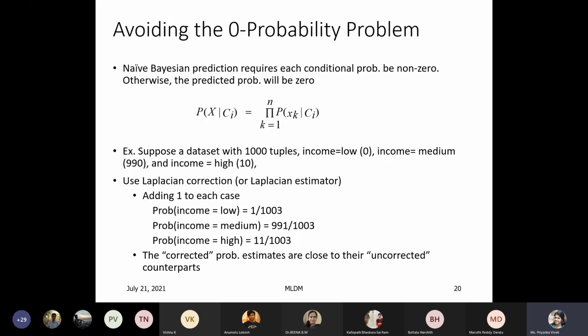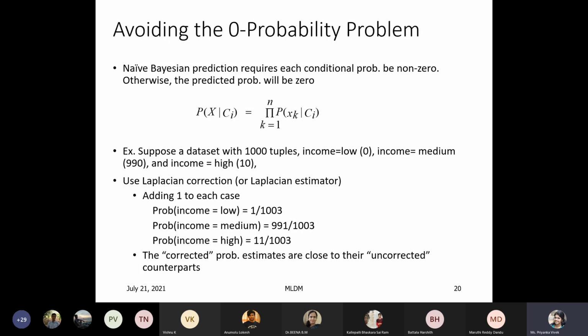Previously, if we had not done this change, it would have been 0 by 1000, 990 by 1000 and 10 by 1000. That is now modified as 1 by 1003, 991 by 1003 and 11 by 1003. Why 991? Should it be 990 by 1003? No, because in each category we are adding 1, just to maintain that count.